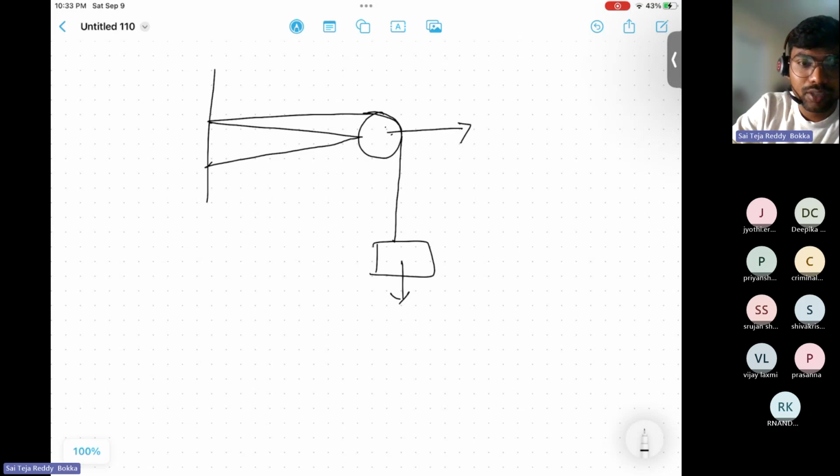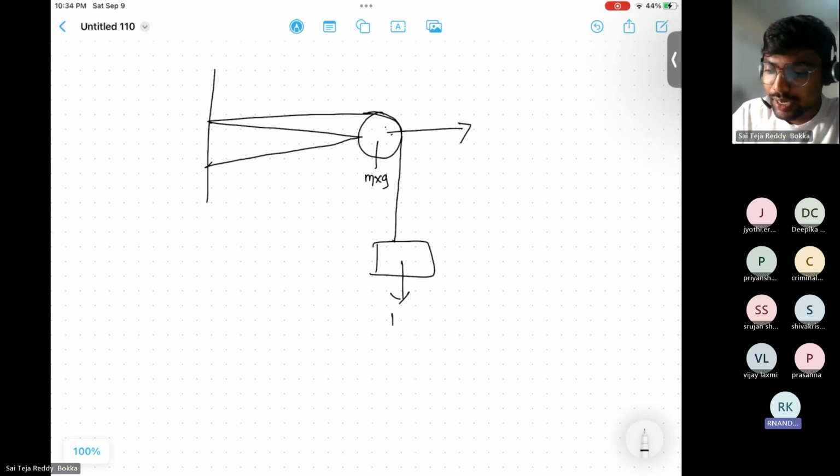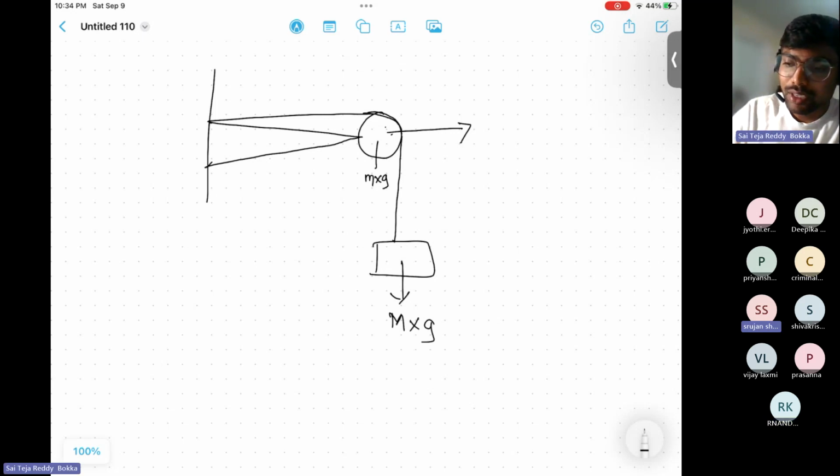What does the question say? A pulley, a light string, mass small m over a clamp. The pulley mass is small m, so that will be equal to m into g. And this mass is capital M, so capital M into g.